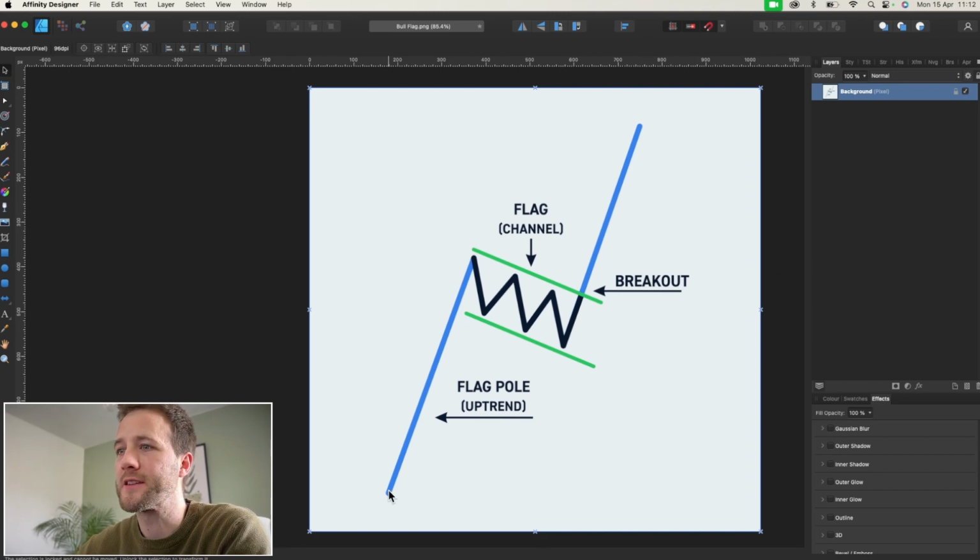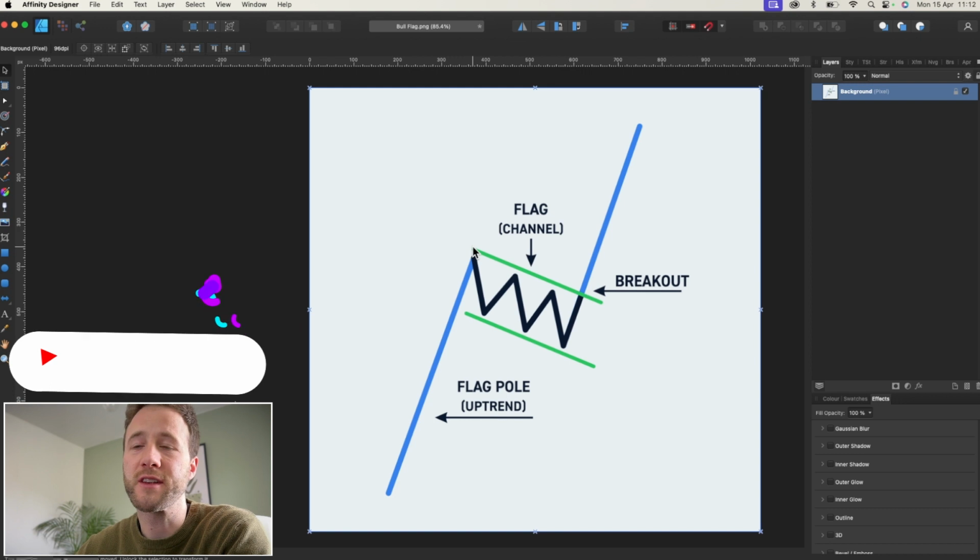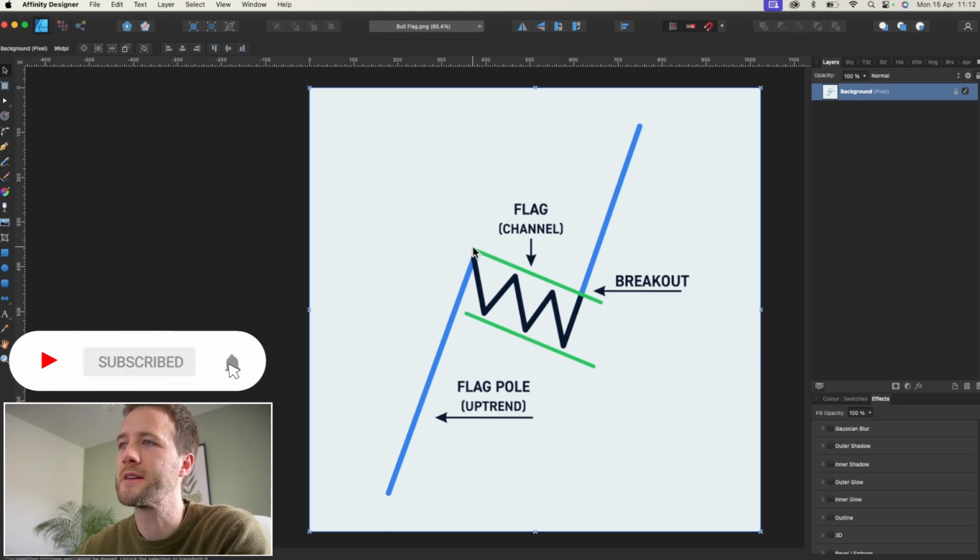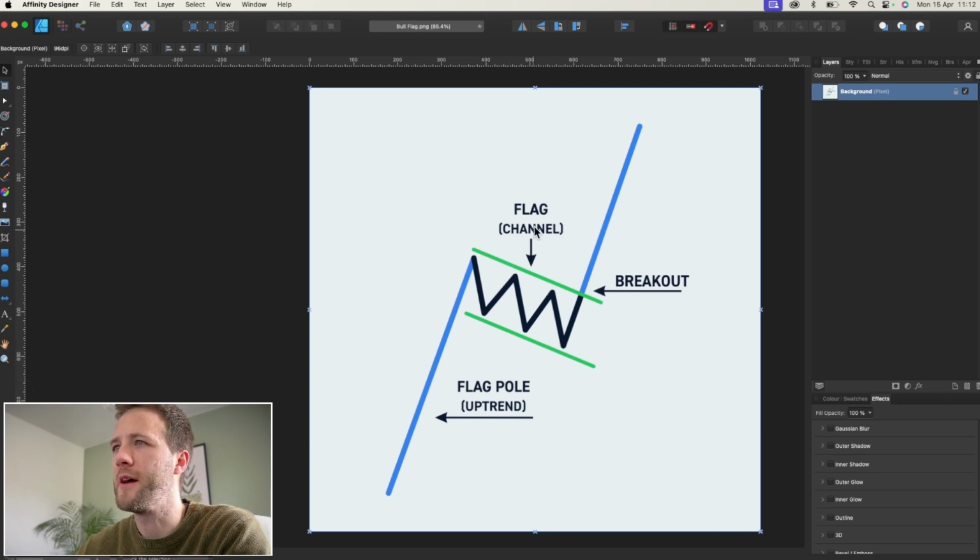You can see that the stock is trending upwards, perhaps after a big move after earnings or nice news, and it's made a nice move upwards to a certain resistance point, maybe in the past. Then it's trading downwards but also in a channel, which is represented by this green section here, the flag channel. Then it breaks out of that channel in an upwards direction.